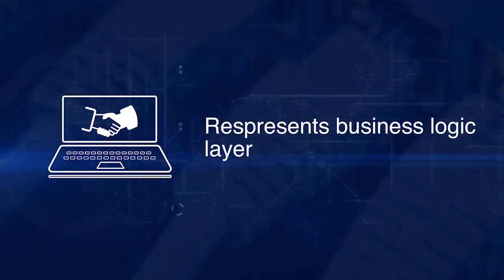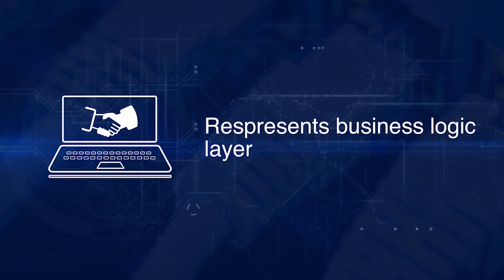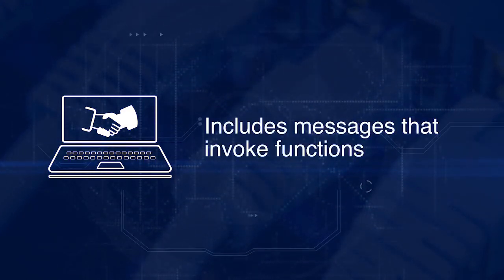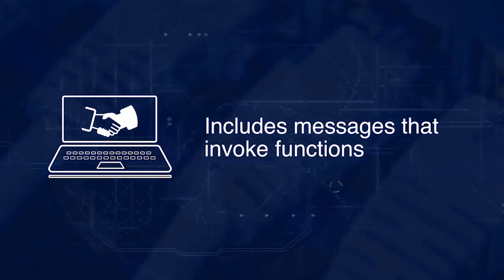The smart contract represents a business logic layer with the actual logic coded in a special high-level language. A smart contract embeds function that can be invoked by messages that are like function calls. These messages and the input parameters for a single message are specified in a transaction.